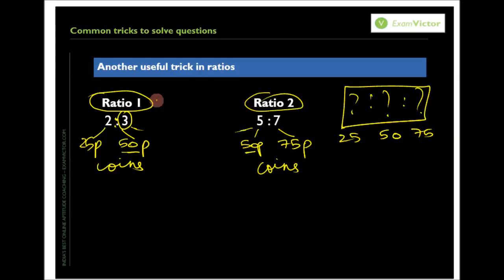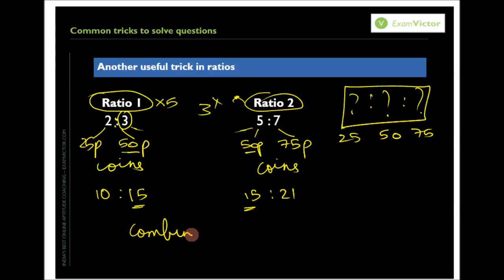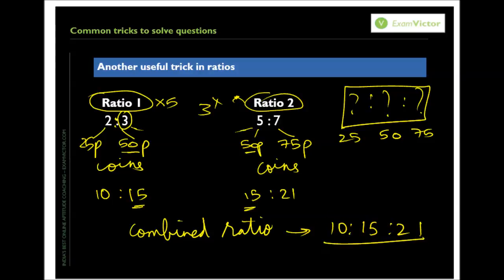So you multiply ratio 1 into 5 and that becomes 5 into 2 is 10 and 5 into 3 is 15, so it becomes 10 is to 15. Multiply ratio 2 into 3. So 3 into 5 is 15 and 3 into 7 is 21. So now you have both of the 50 paise coin digits as the same. So now you can write this as one common combined ratio as 10 is to 15 is to 21. You can write this ratio.